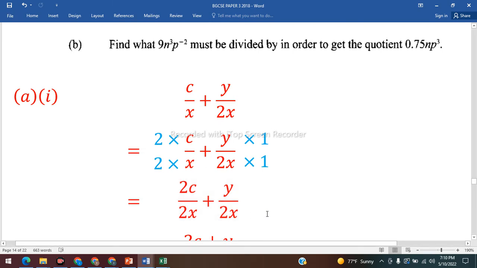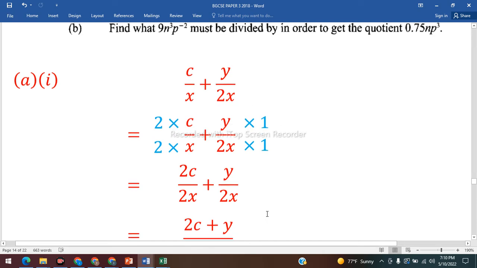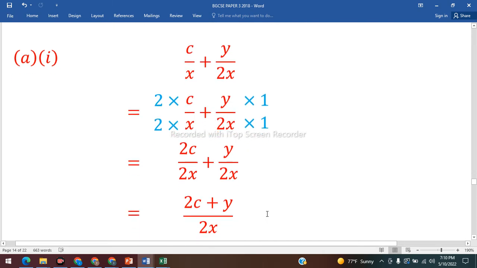2c plus y over 2x. Very good now. Yeah, because I know we're supposed to multiply it as a big plus sign. I wasn't tripping out. Did you get this, Nancy?